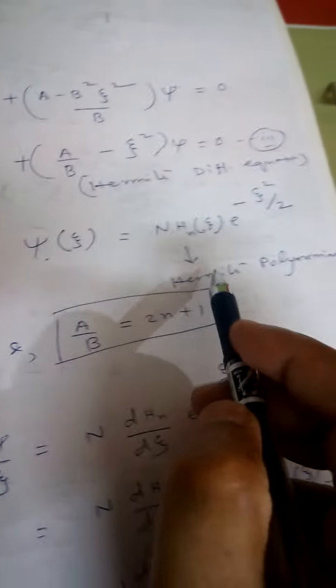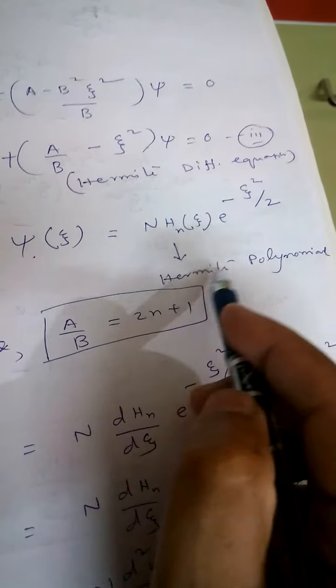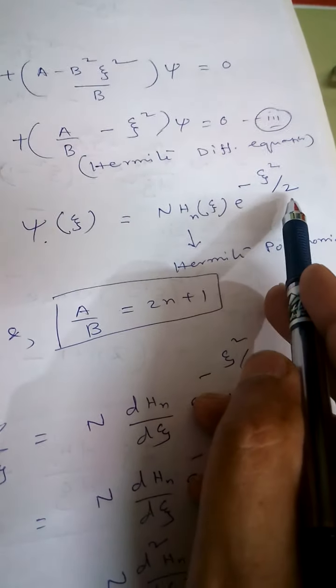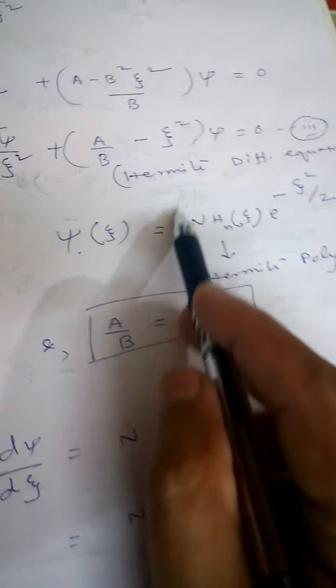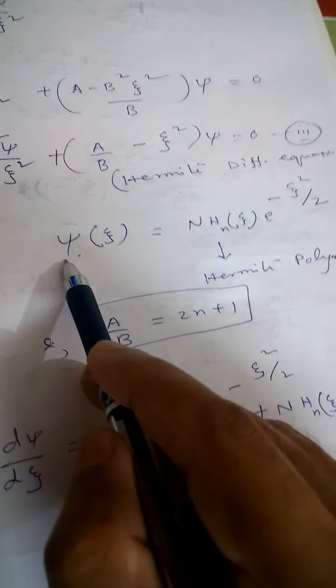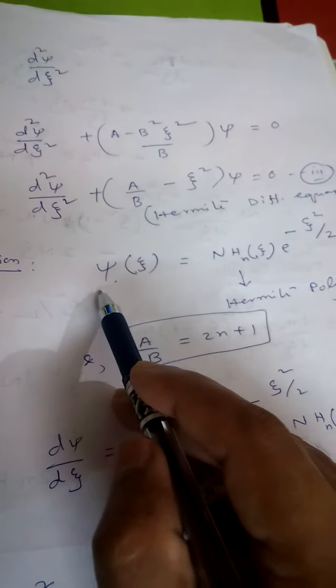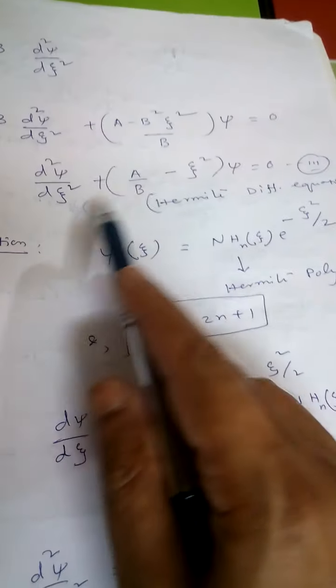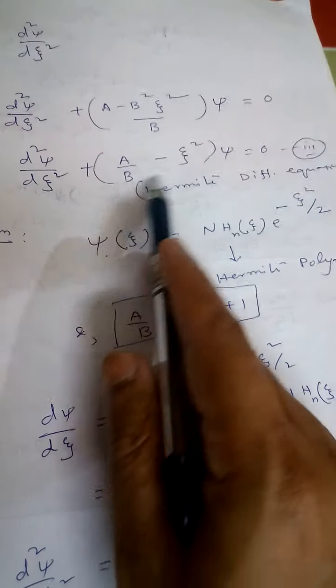This is called the Hermite polynomial, and this is the exponential function of minus xi square by 2. N is a prefactor or amplitude. So this is the trial solution of psi for this Hermite differential equation.